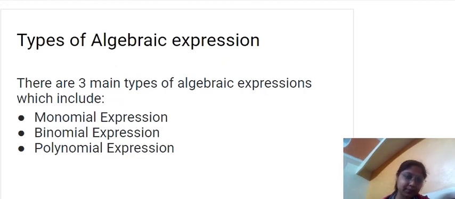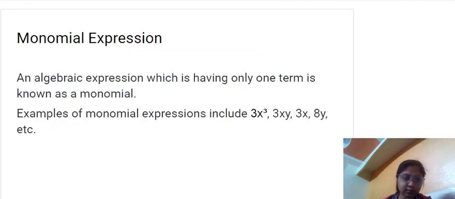Let's move further. There are 3 types of algebraic expressions, namely monomial expression, binomial expression and polynomial expression. Let's deep dive into all these 3 types of algebraic expressions. Okay, what is a monomial expression? A monomial expression is an expression which contains only one term.